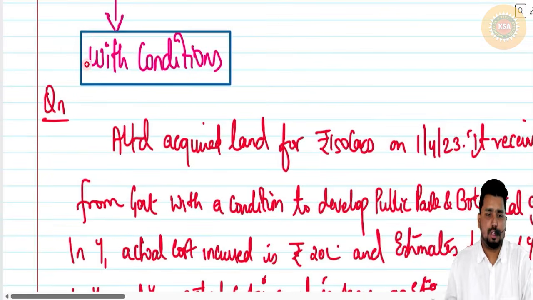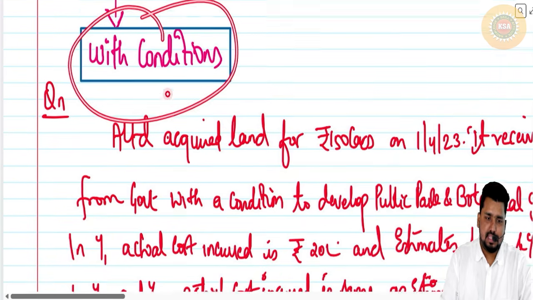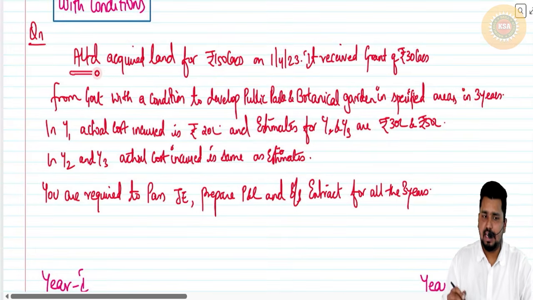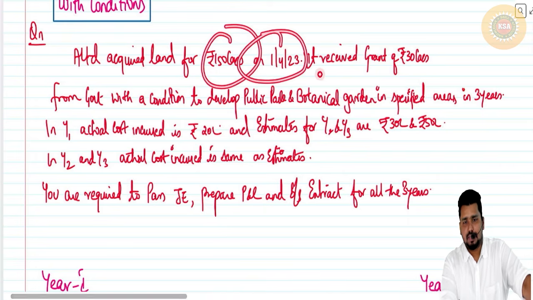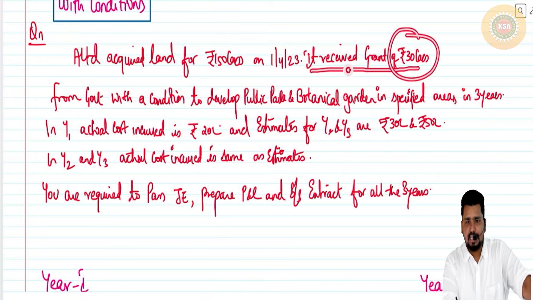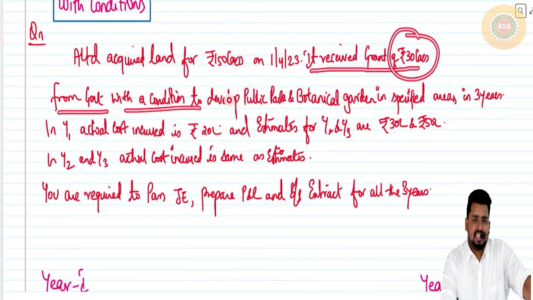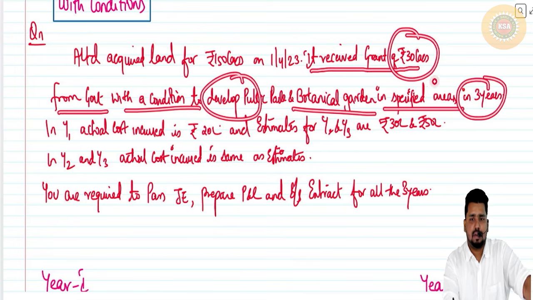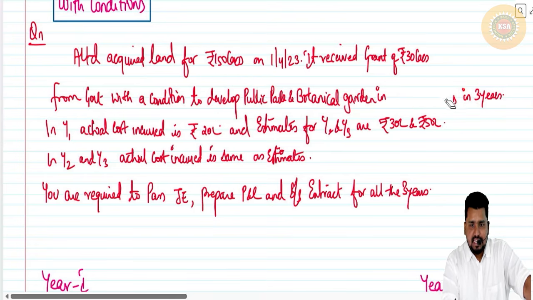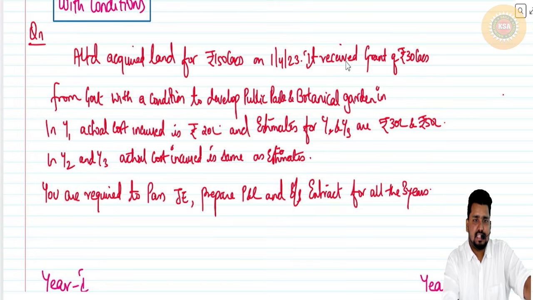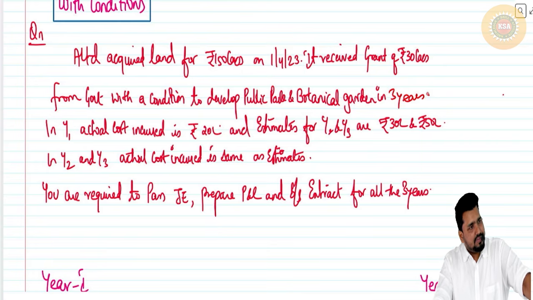Listen to me. We will take up one question with a condition. What does the question read? A Limited acquired land for how many lakhs? On 1st April 2023. It received a grant of how many lakhs from the government with a condition to develop public parks and a botanical garden in specified areas. Within how many years? I will delete the specified areas and write it as 3 years. So within how many years do we have to do it? 3 years time. We have to spend the amount in 3 years.